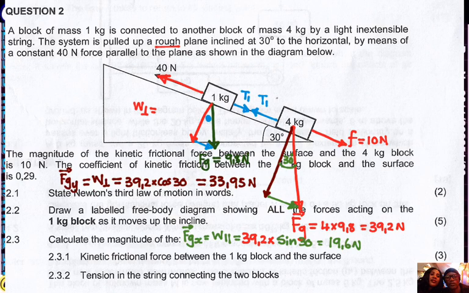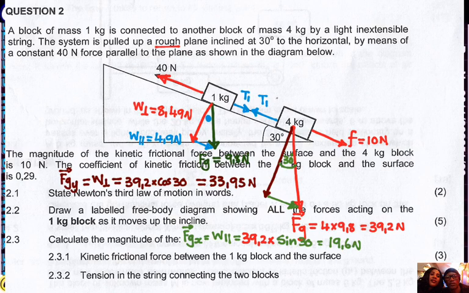So it's 9.8 multiplied by cos of 30 degrees, which gives me 8.49 Newton. And then the blue one, which is going to be W parallel, we're going to use a sine. So it's going to be 9.8 times sine of 30 degrees, which gives us nothing else but 4.9 Newton.